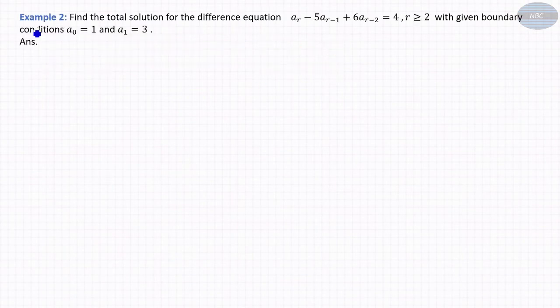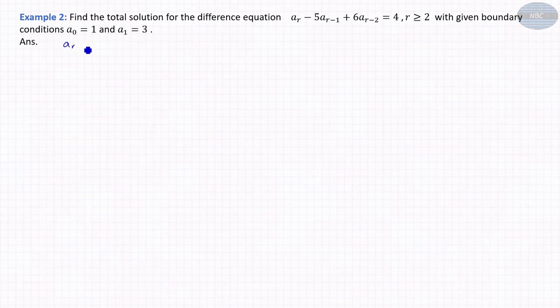Okay, come to example 2. Here we will find the solution for the difference equation, which is of order 2, and on the right hand side we have the constant 4, and here r is greater than or equal to 2 with given boundary conditions a0 is equal to 1 and a1 is equal to 3. Okay, so let us write down the difference equation first.